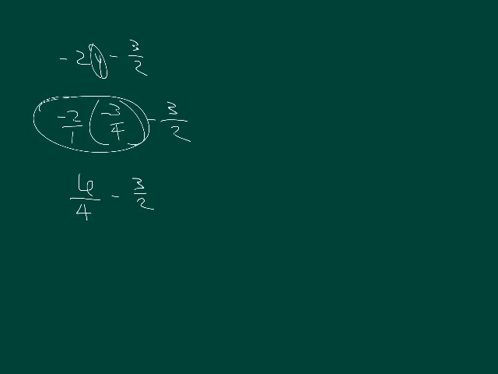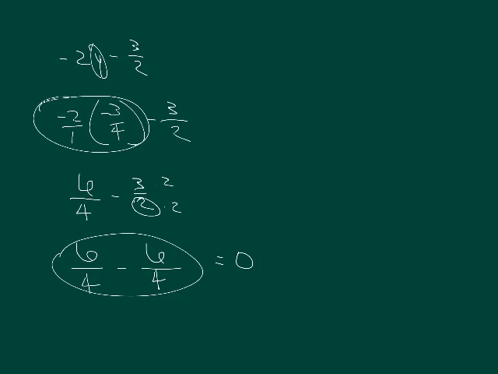Now I have to find common denominators, and I'm changing my 2 here to a 4. So what did I have to multiply 2 by to get to be a 4? By 2. So I have to multiply the top by 2. And 6/4 minus 6/4 equals 0. So when y is negative 3/4, the expression right up here is equal to 0.